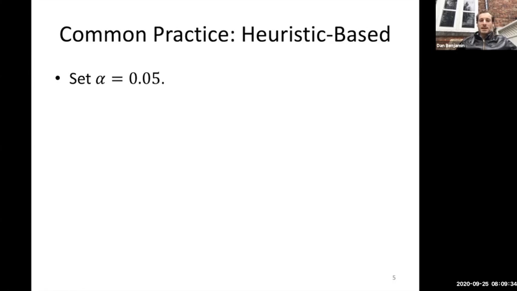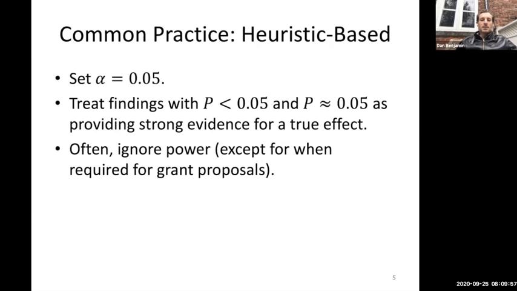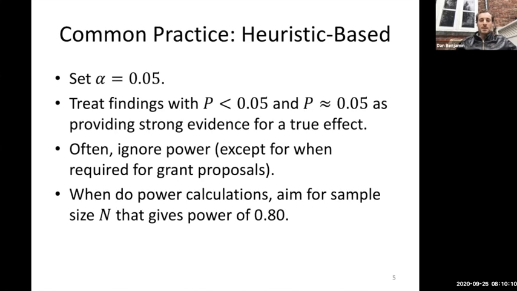That is, people set the significance threshold at 0.05, and that's not even a question, that's just taken as given. We treat findings where the p-value is less than 0.05, or reaches the significance threshold of 0.05, as providing strong evidence for a true effect. And we often ignore power altogether, except when we have to talk about it, for example, for grant proposals. But certainly after we do the analysis, we don't talk about power anymore.